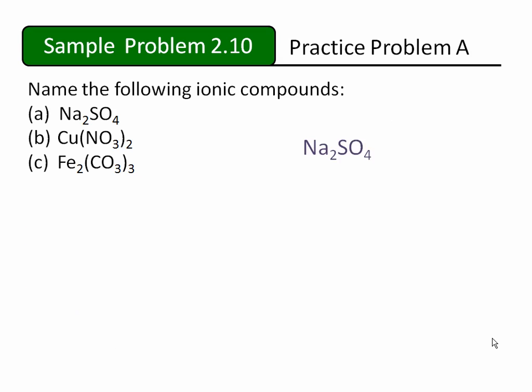The first compound in our list is Na2SO4. Na stands for sodium, and sodium appears in group 1 of the periodic table. Its charge is fixed, so we will not include a Roman numeral, and we'll just write the word sodium for our cation. In this compound, our anion is SO4.